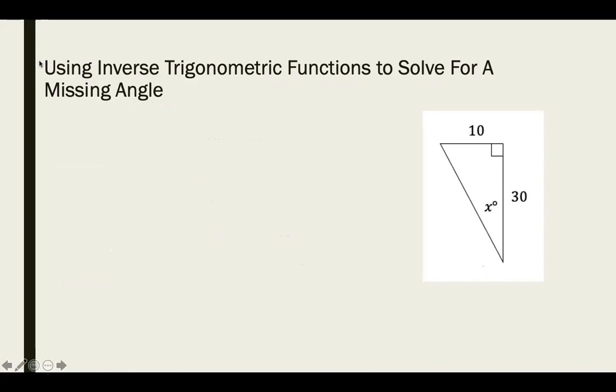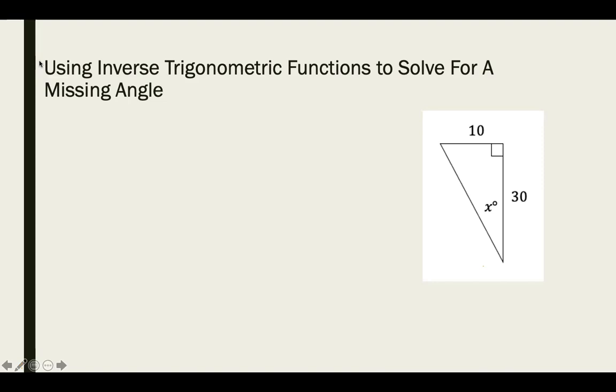All right, let's use these inverse trig functions to solve for a missing angle. So in this case, we know our two legs are 10 and 30, and we want to know that angle there between the 30 side and the hypotenuse. And so just like before, we want to ask ourselves, in relation to that angle, what are these two sides that we have? What is 10? What is 30 in terms of being hypotenuse, opposite, or adjacent? And so here 10 is opposite and 30 is adjacent to x.